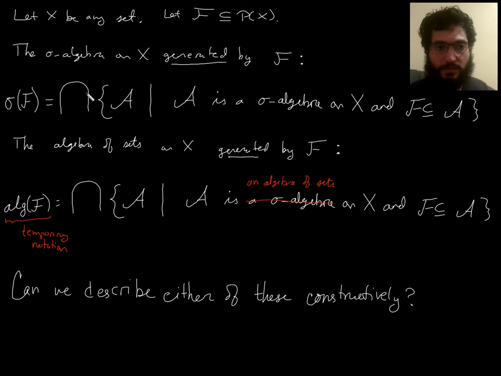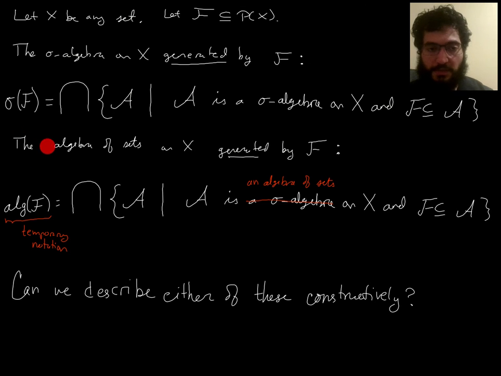Now we came up with two ways to describe what is the sigma algebra on X generated by F. On the one hand, we said it's the intersection of all the sigma algebras on X that contain F. That's what this notation says. On the other hand, we said it's the unique smallest sigma algebra on X that contains F. We proved that those are the same thing.